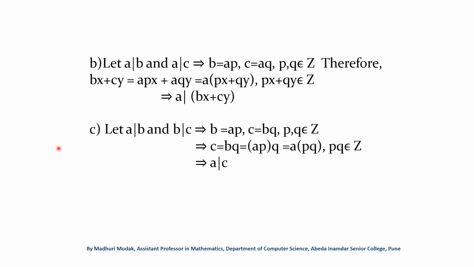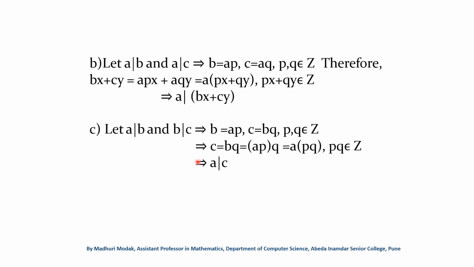Now the third result is transitivity. So given is a divides b and b divides c. So again using the definition of divisibility we write b equal to ap and c equal to bq, where p and q are some integers. Now we have to show that a divides c. So c equal to, from this statement, bq, which is equal to ap multiplied by q.